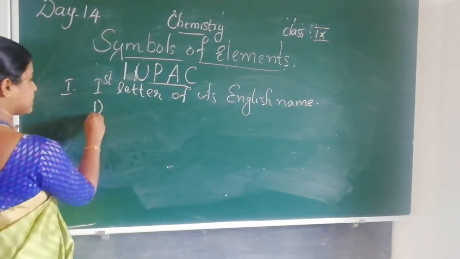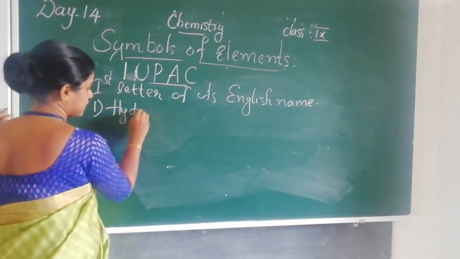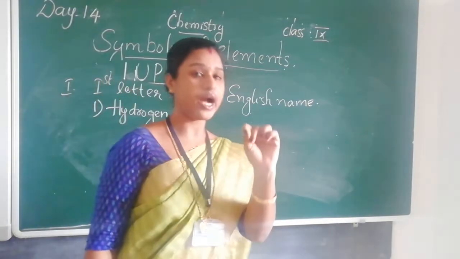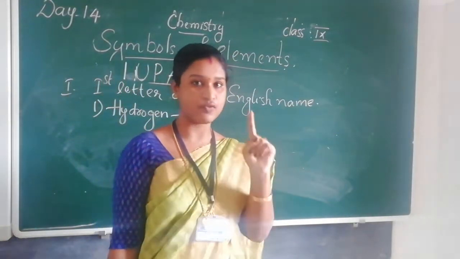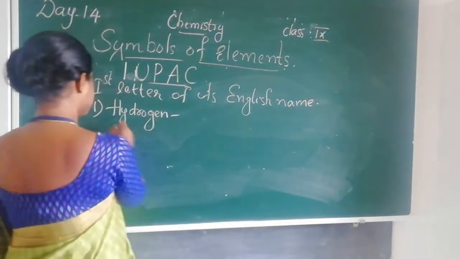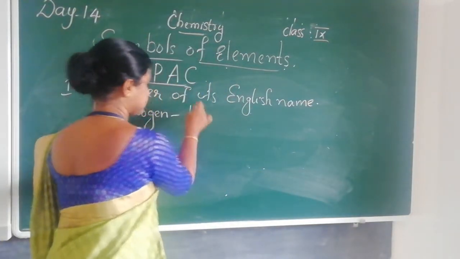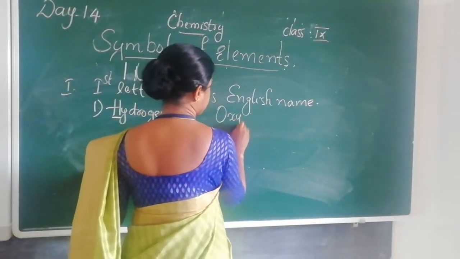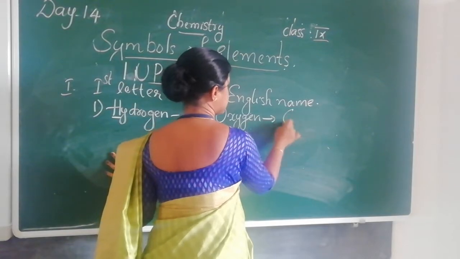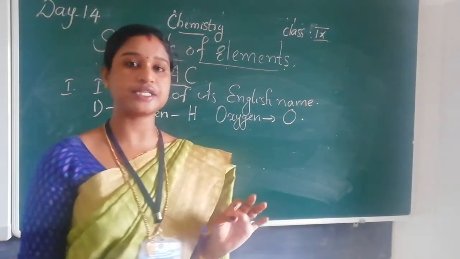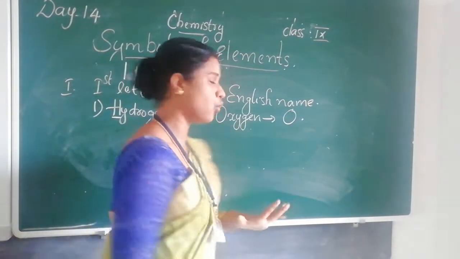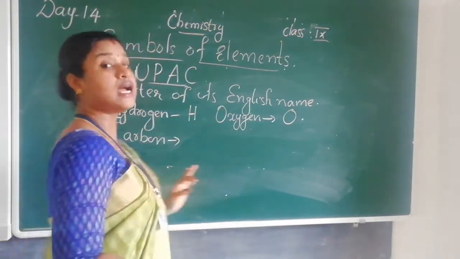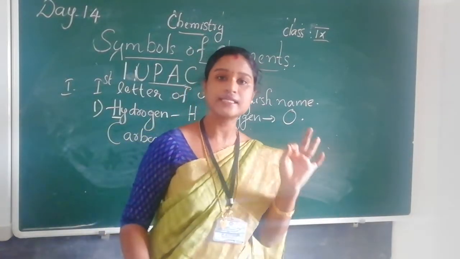The first one is hydrogen. Its English name is hydrogen itself. What is its first letter? H. Next one is oxygen. What is its first letter? O. So hydrogen is H, oxygen is O. Carbon. What is its first letter? C.